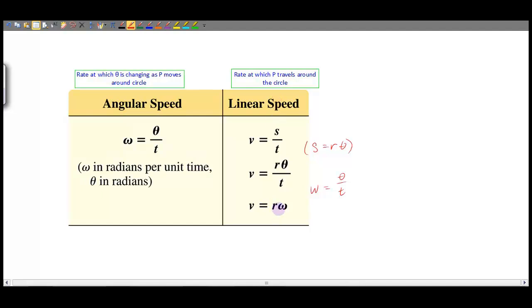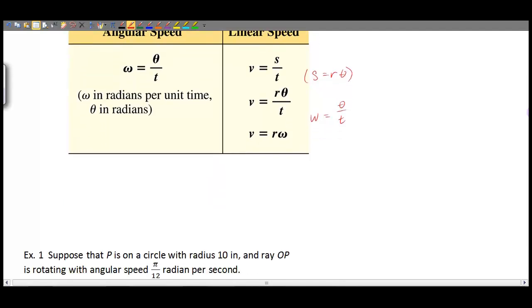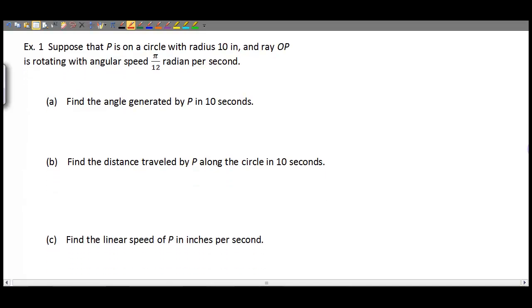And then linear speed, it looks like there are a lot of formulas here, but they're really just one formula in different forms. If we know that the velocity is the distance over time, we can rewrite that knowing that s, remember s was our arc length, so we can replace s with r theta. And also we know theta over t is actually w, so we could write velocity in this way too. So really it just depends on what information you're given in the problem you're trying to solve for. So let's apply this with this example right here.